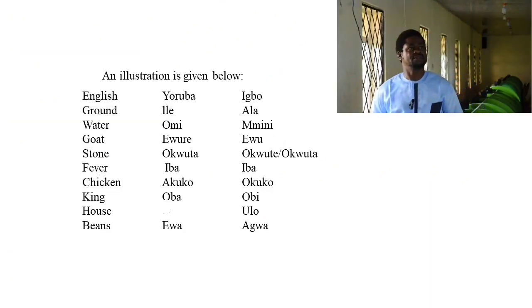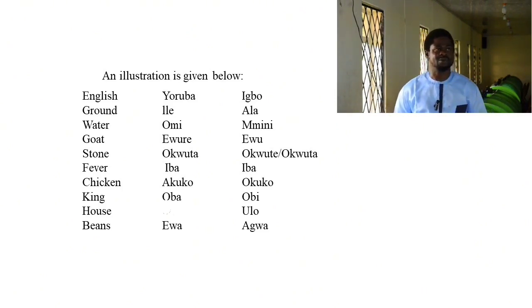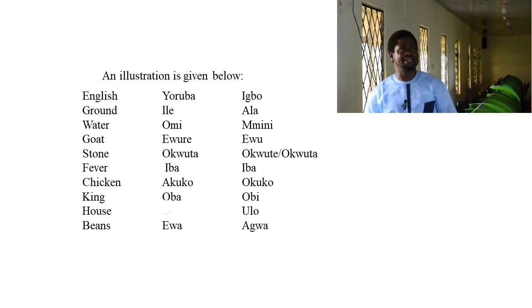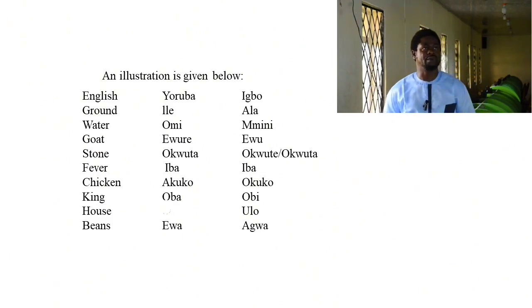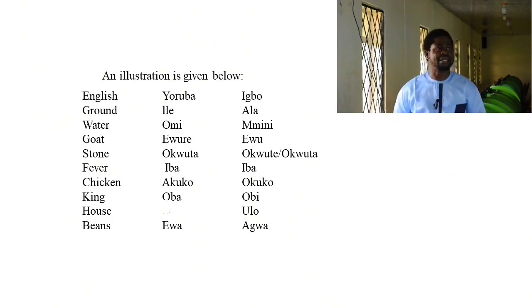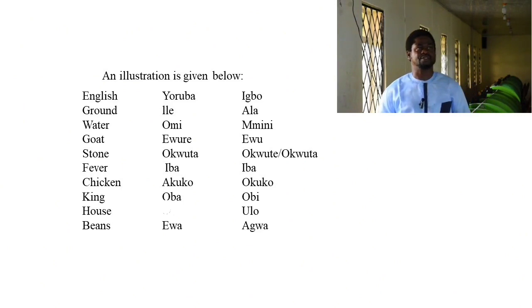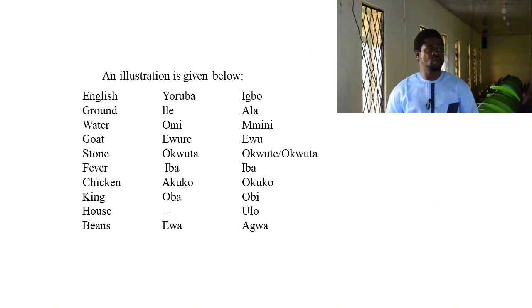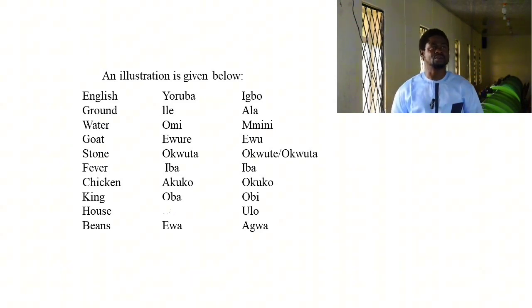Example, an illustration is given below. The word ground in English is called Ile in Yoruba. It is called Ala in Igbo. Water is called Omi in Yoruba. It is called Mini in Igbo. Goat in Yoruba is called Ewure. In Igbo, it is called Ewu. Stone in Yoruba is called Okuta. In Igbo, it is called Okute or Okuta.